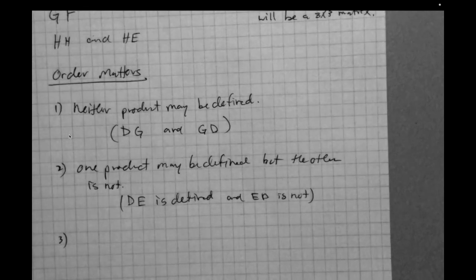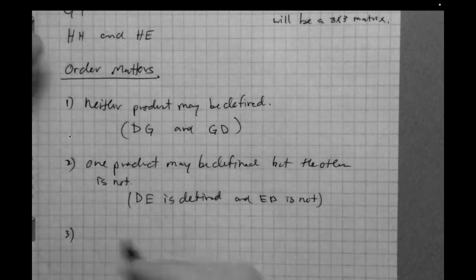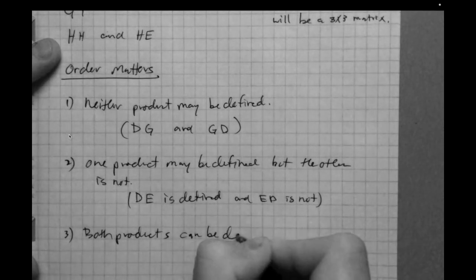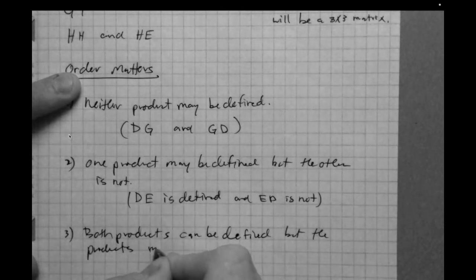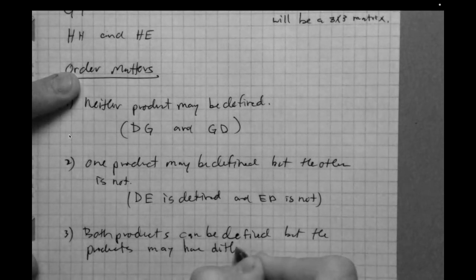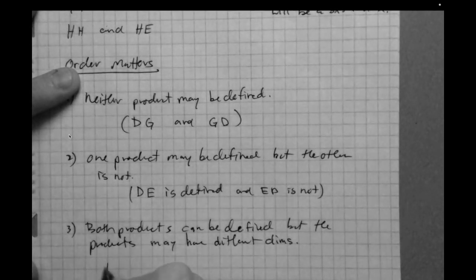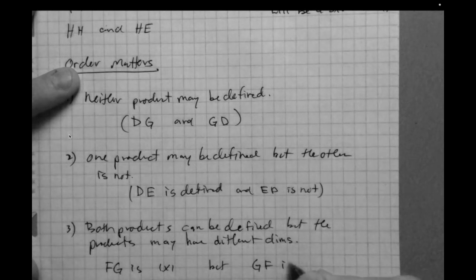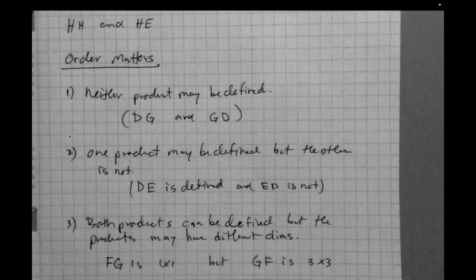Okay, so there's 4 things that can happen. The third thing is both products can be defined, but the results may have different dimensions. Right, so we saw FG is 1 by 1, but GF is 3 by 3. So that's another thing that can happen.